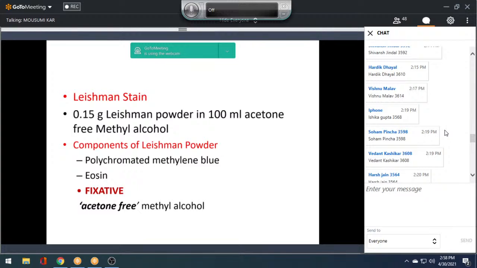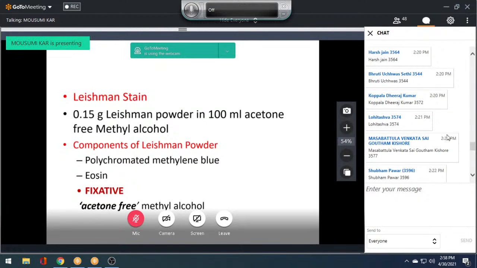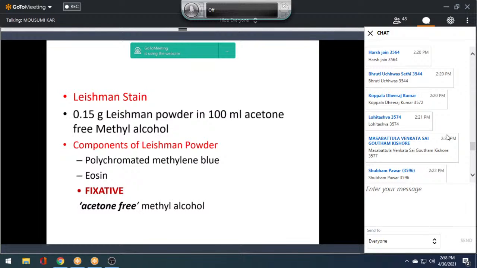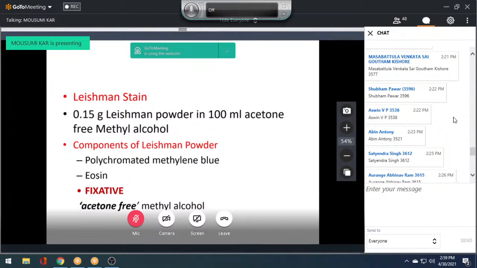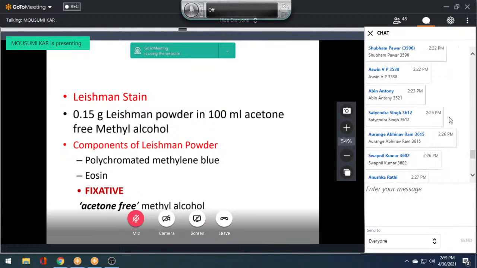You need to know 0.15 gram Leishman powder in 100 ml acetone-free methyl alcohol. Now these words are very important. So this acetone-free methyl alcohol is your fixative. What is a fixative? Basically, it just helps to fix your smear onto the slide, so that your smear doesn't get washed off when you pour water and do the staining procedure. So the fixative is acetone-free methyl alcohol. And of course, Leishman powder has a methylene blue, which is the basic part for the nucleus, and it has an eosin, which is the acidic stain.